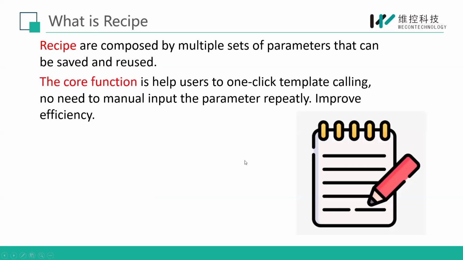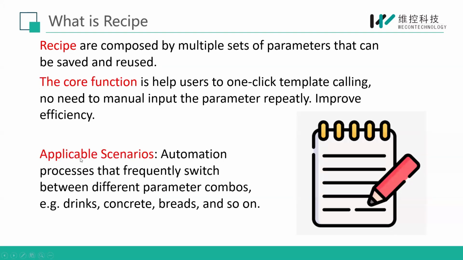Recipes are composed of multiple sets of parameters that can be saved and reused. The core function is to help the user with one-click template calling. There is no need to manually input the parameters repeatedly, which improves efficiency. The applicable scenarios are automation processes that frequently switch between different parameter combinations, like drink parameters, concrete, bread, and so on.